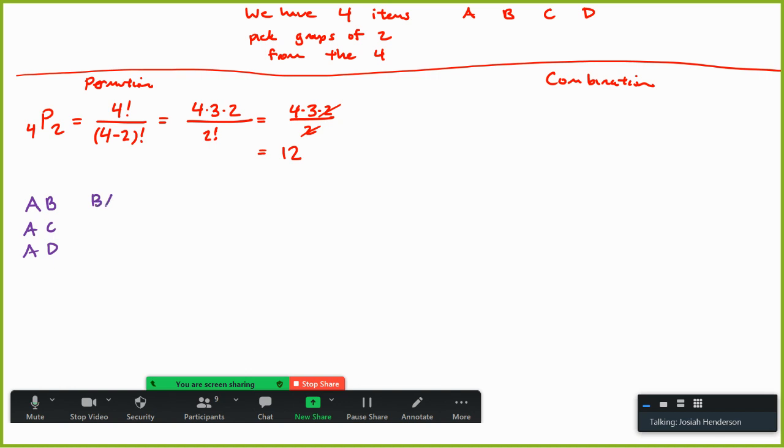Now let's start with the B's. So BA, BC, BD. And there's no more ways to pick 2 items from the 4 that begin with B, right? So we're done. We can move on to C, CA, CB, CD. And now for the D's. So DA, DB, DC. And there's our 12 items, or 12 groups of 2 from the 4 when order matters. 1, 2, 3, 4, 5, 6, 7, 8, 9, 10, 11, 12.